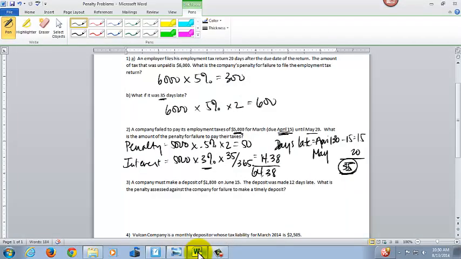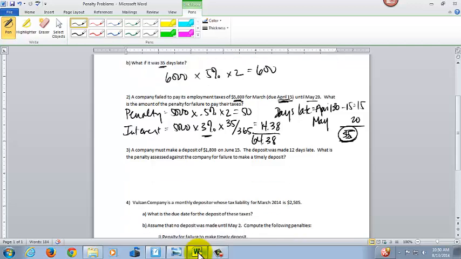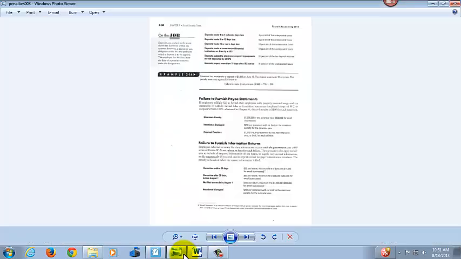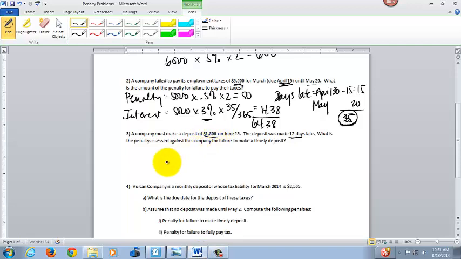So let's go back to the penalty problems. Number 3: a company must make a deposit of $1,800 on June 15th. The deposit was made 12 days late. What's the penalty assessed against the company for failure to make a timely deposit? If we're 12 days late, we have a penalty of 5%. So I've got $1,800 that I owe, and I owe them another 5% penalty. That would be another $90 that I owe.